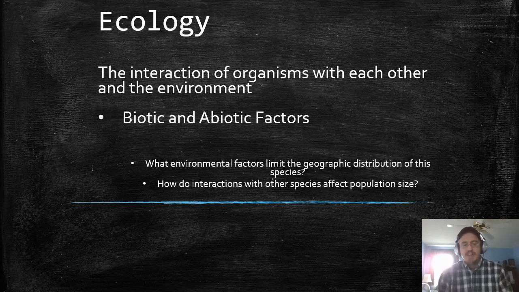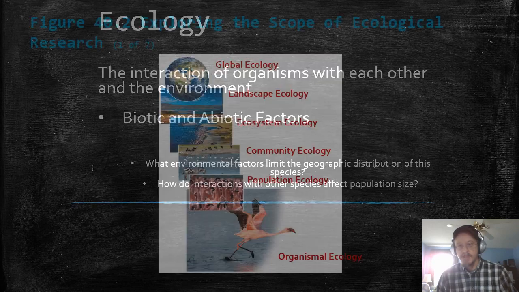So the little bullet points down here are just some thought questions. What environmental factors limit the geographic distribution of a species? That's something someone might ask. Hey, here's a species and it only lives in this area. Why is that? What biotic and abiotic factors make this population stay in this one spot? How do interactions with other species affect this population? And when you look at interactions of other species, then we get into community ecology. This lecture for this week is going to focus on population ecology. That's the ecology of a population. We'll move on to bigger picture ecology.